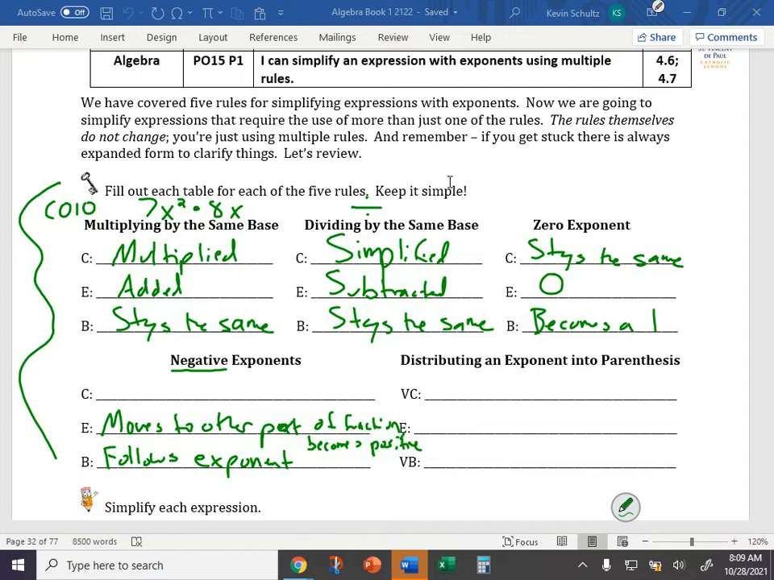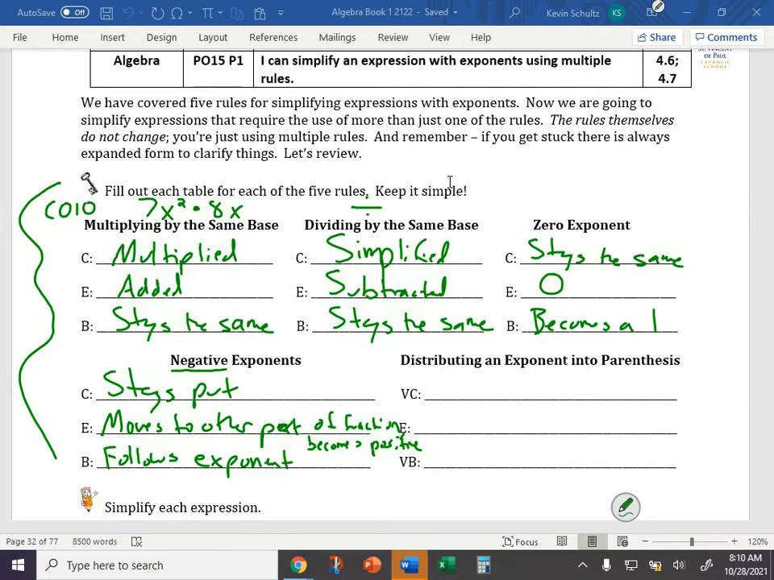Someone new? No? Kylie? Stays the same, or stays put. Stays put's better. I called him like for one of the other ones. Sorry. That's fine. I can only call on one person at a time.